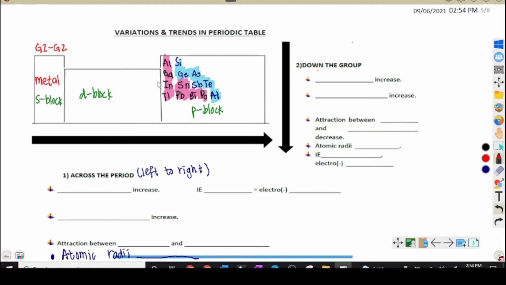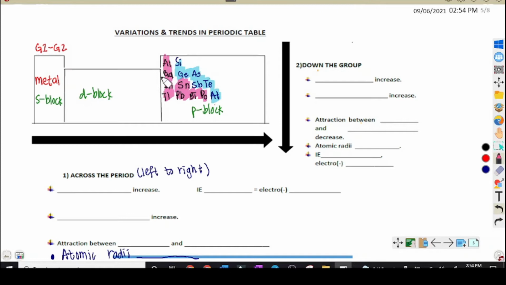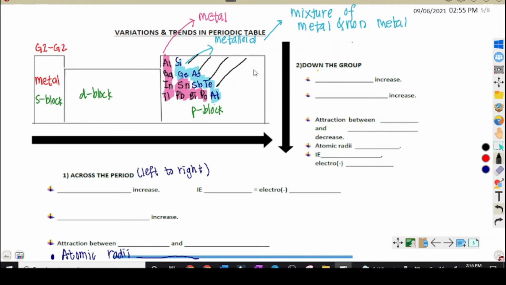But beware, guys, in the P block, we do have metals as well. I've already highlighted them in pink color. So these pink elements are metals as well, which are aluminium, barium, and so on. For the blue elements that I've highlighted, these are the metalloids. So metalloids are a mixture of metal and non-metal. So I'm going to highlight the elements that are non-metals.